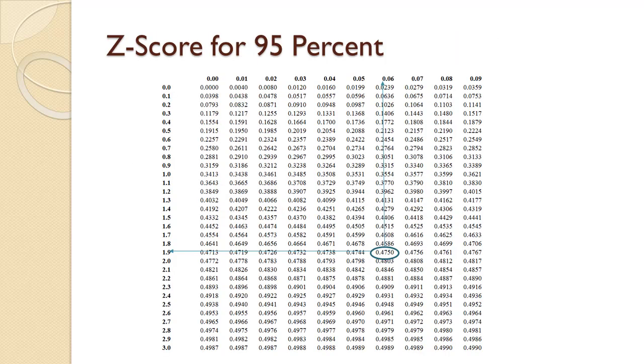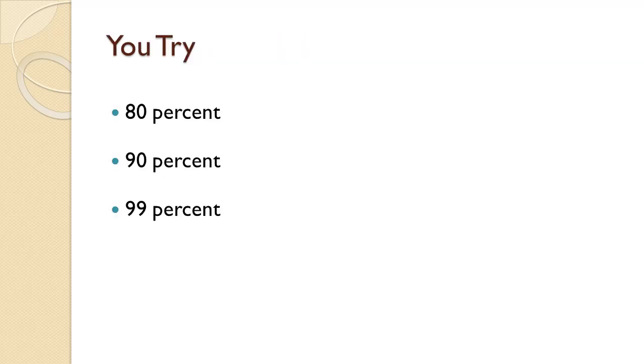The exact value of 0.4750 is in the table. We get the first part of the number, or 1.9, from the left side of the table. We get the second decimal point, or 0.06, from the top of the table. That gives us a Z-value of 1.96. Now, you try to find the Z-scores for a control chart at 80%, 90%, and 99%.